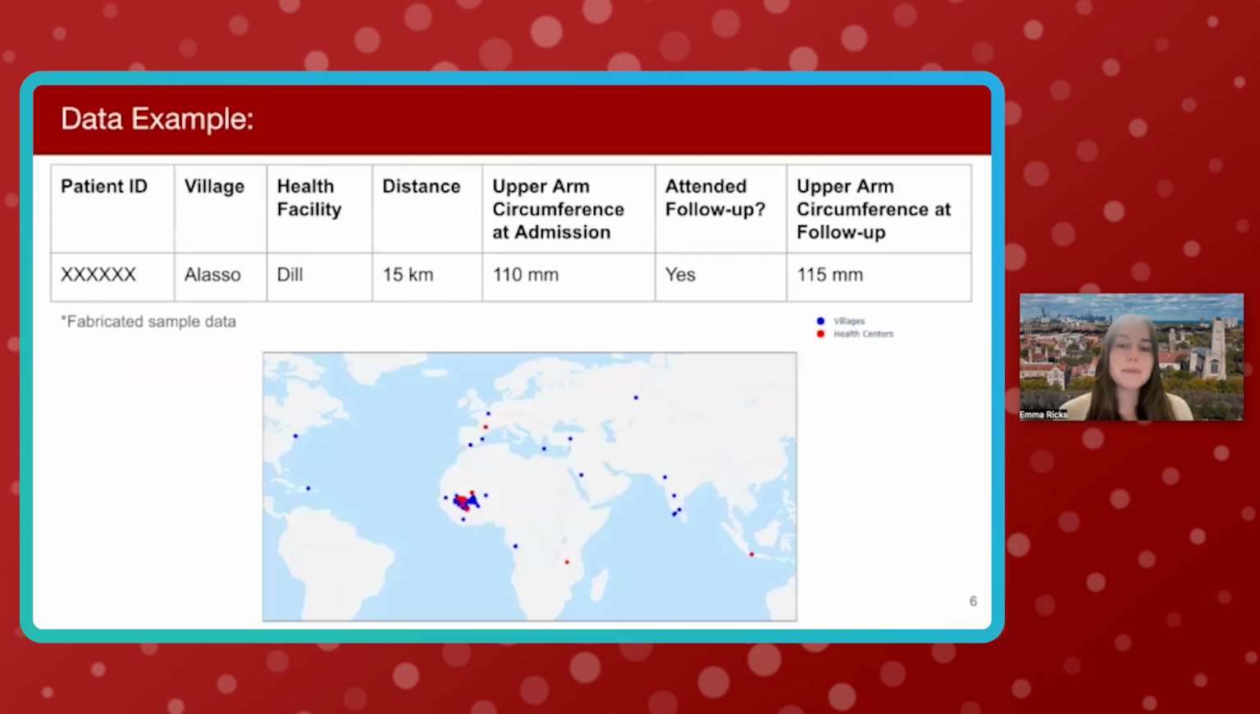Here's an example of a fabricated entry from the dataset. As you can see, there's information on the distance between the village a patient lives in and the health facility they attended, as well as the health data taken at the first admission visit, as well as the second visit, which is called the follow-up. Beneath this table, there's also a map of the village and health center coordinates we originally received. As you can see, not all of these are correct and some aren't even in Mali.